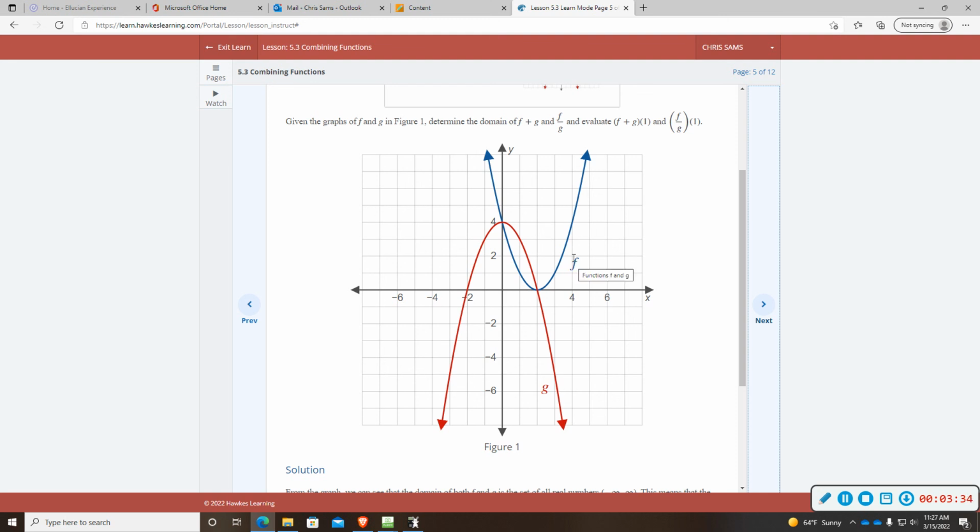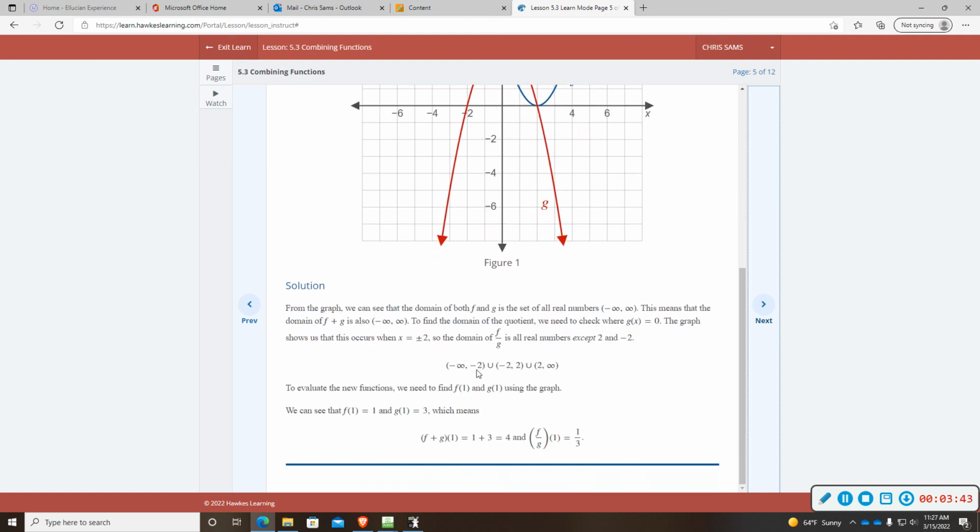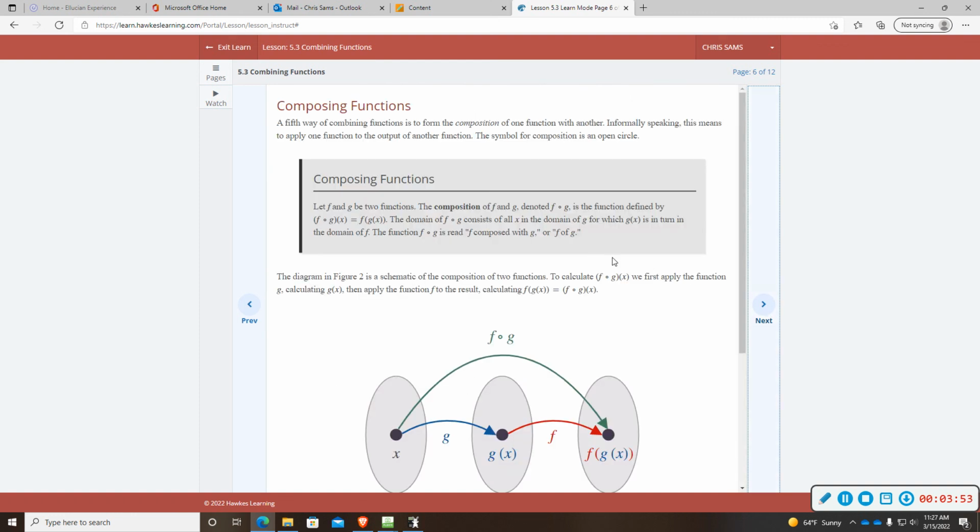Blue is f, red is g, so you have 2 points where it's 0, negative 2 and positive 2. You have to remove both those points, and then you get 2 breaks in your line, so you have 3 different sections, which I'll show you more formally in the examples that we do.